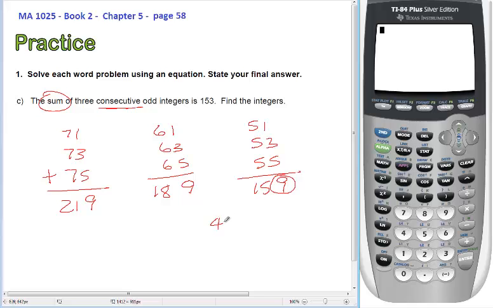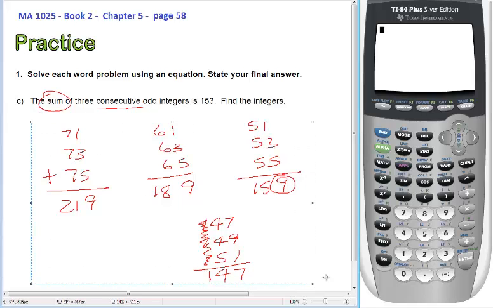So maybe 147, 149, 151. Let's see what we get. That's 447. So, we're real close, and you can see we've come up with them closely. I won't give you the answer right away. So, how do we come up with that using an equation?